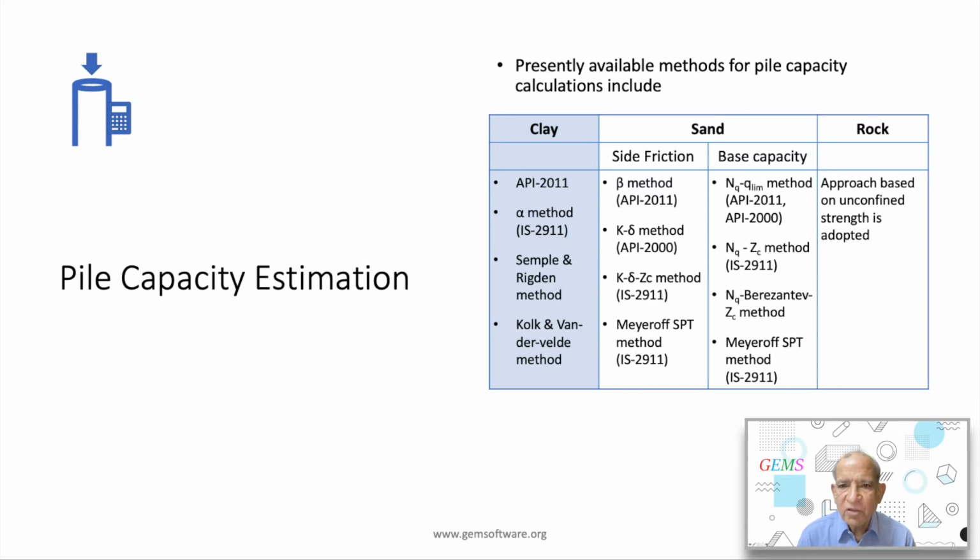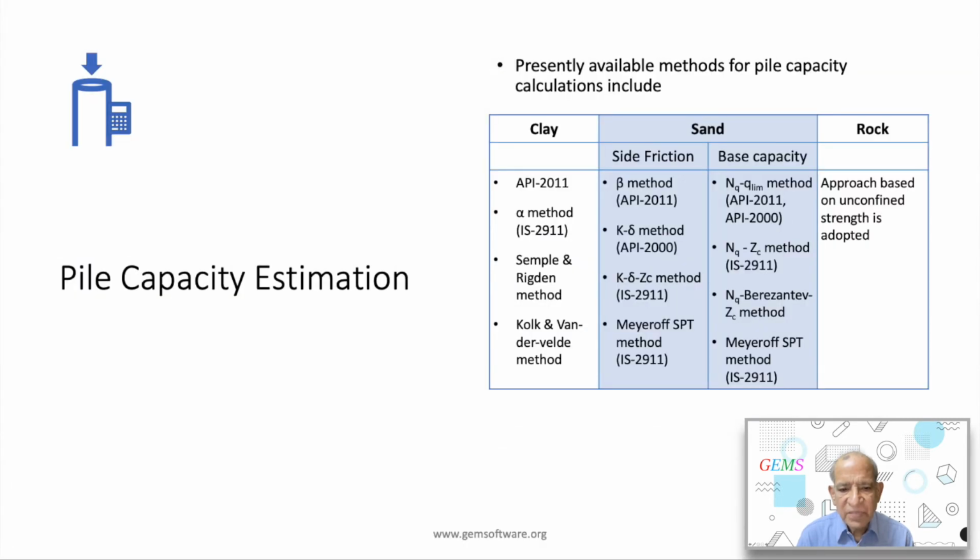The third and fourth methods take both Cu by Pv' and the L by D ratio of the pile into account in the estimation of alpha. The unit base resistance in clay is estimated as Nc times Cu. Skempton's value of Nc equal to 9 is widely used.